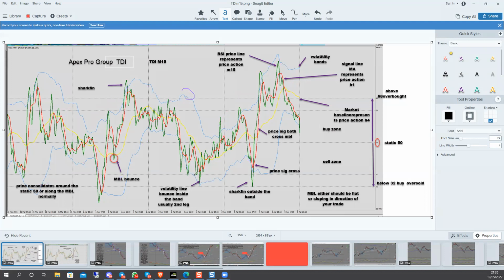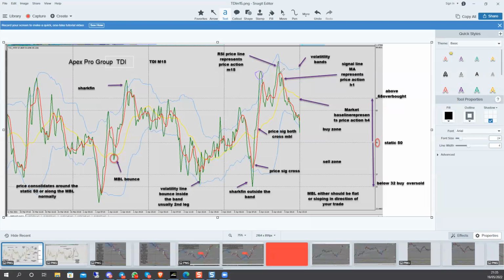The volatility bands are also very good for the extremes. When price reaches a high or a low, often these will be overextended and will go outside of them, but we'll get to that in a moment. Then we have another thing here called the green line, which is the price line, and this represents price action normally on the M15, the green one.